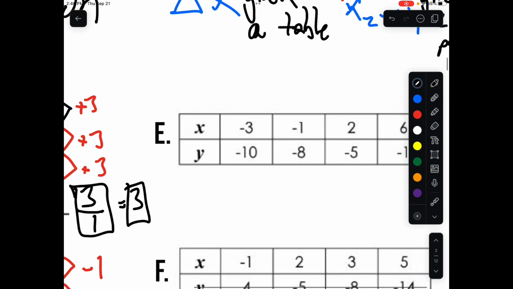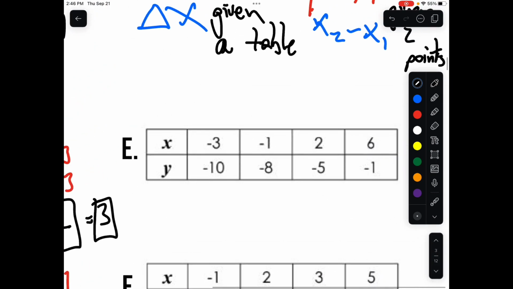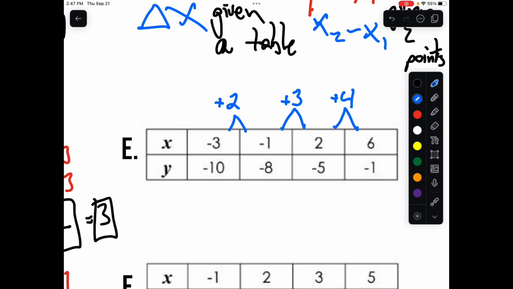Let's take a look at table E. I have my change in x on the top. So to get from negative 3 to negative 1, I am adding 2. To get from negative 1 to positive 2, I am adding 3. To get from 2 to 6, I am adding 4. Okay, so already a little bit different. Our numbers are increasing. Our change is increasing. That's okay. We'll see here in a minute.